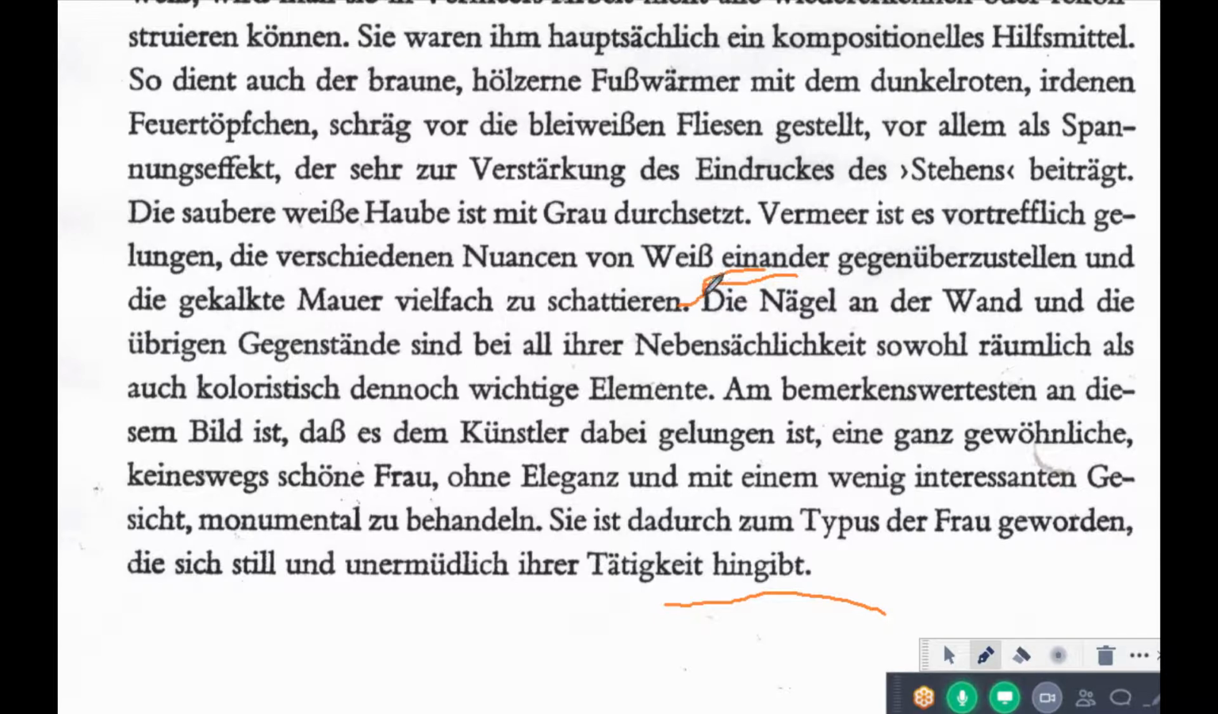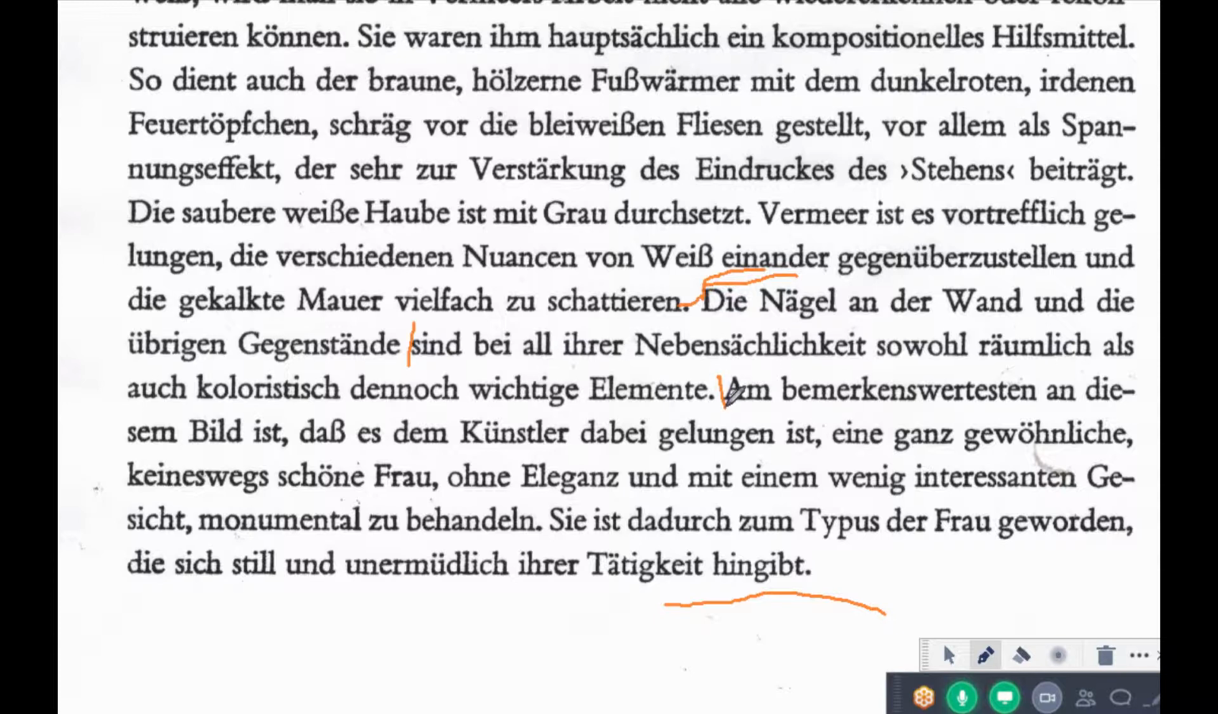Die Nägel an der Wand und die übrigen Gegenstände sind bei all ihrer Nebensächlichkeit sowohl räumlich als auch koloristisch dennoch wichtige Elemente. Good. Okay. So let's see.